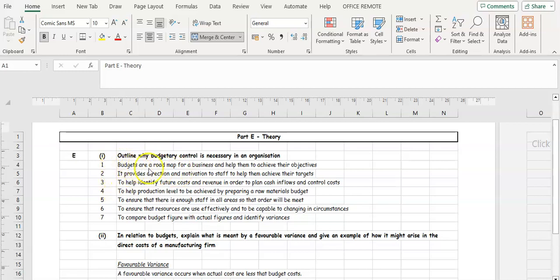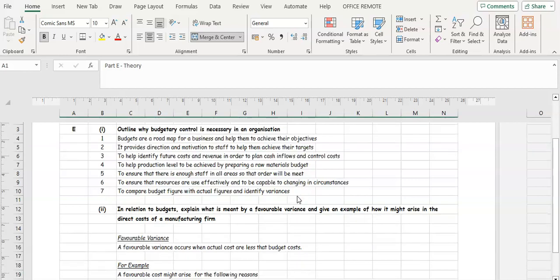Budgets are a roadmap for a business and help them to achieve their objectives. It provides direction and motivation to staff to help them achieve their targets. To help identify future costs and revenue in order to plan inflows and control costs. To help production levels to achieve by preparing a raw materials budget. So how much do we need to produce or buy of the raw materials to produce the units.